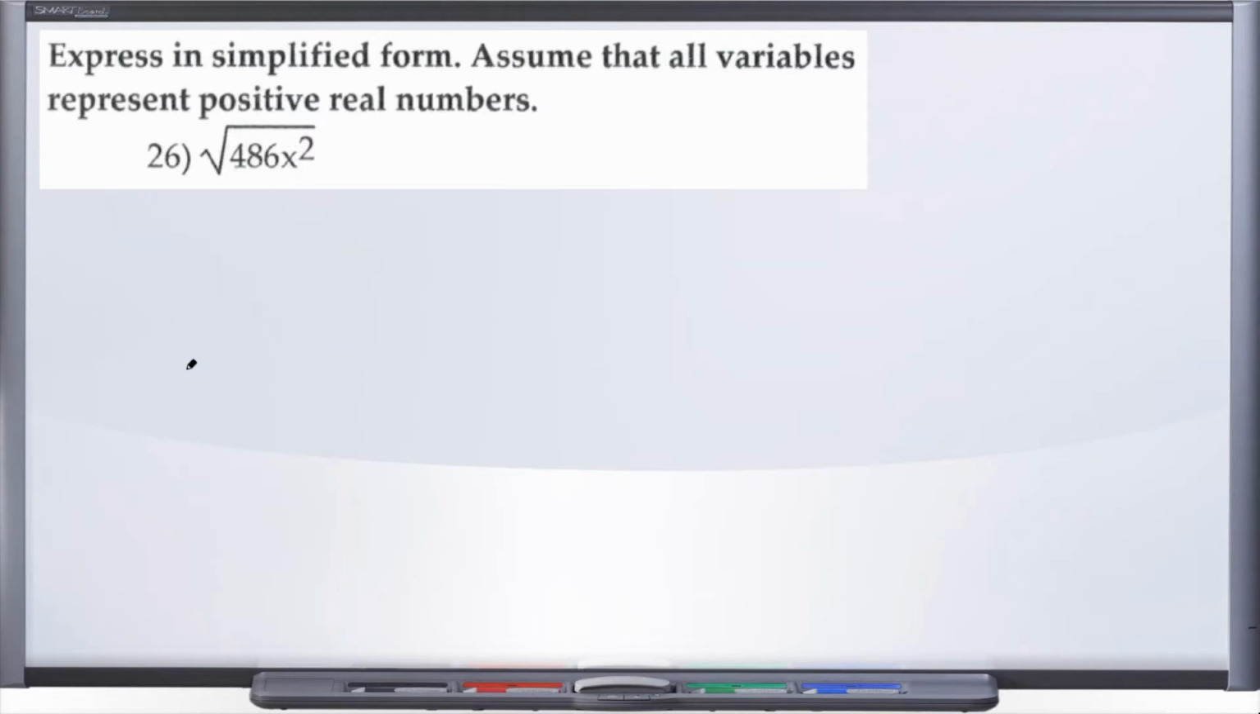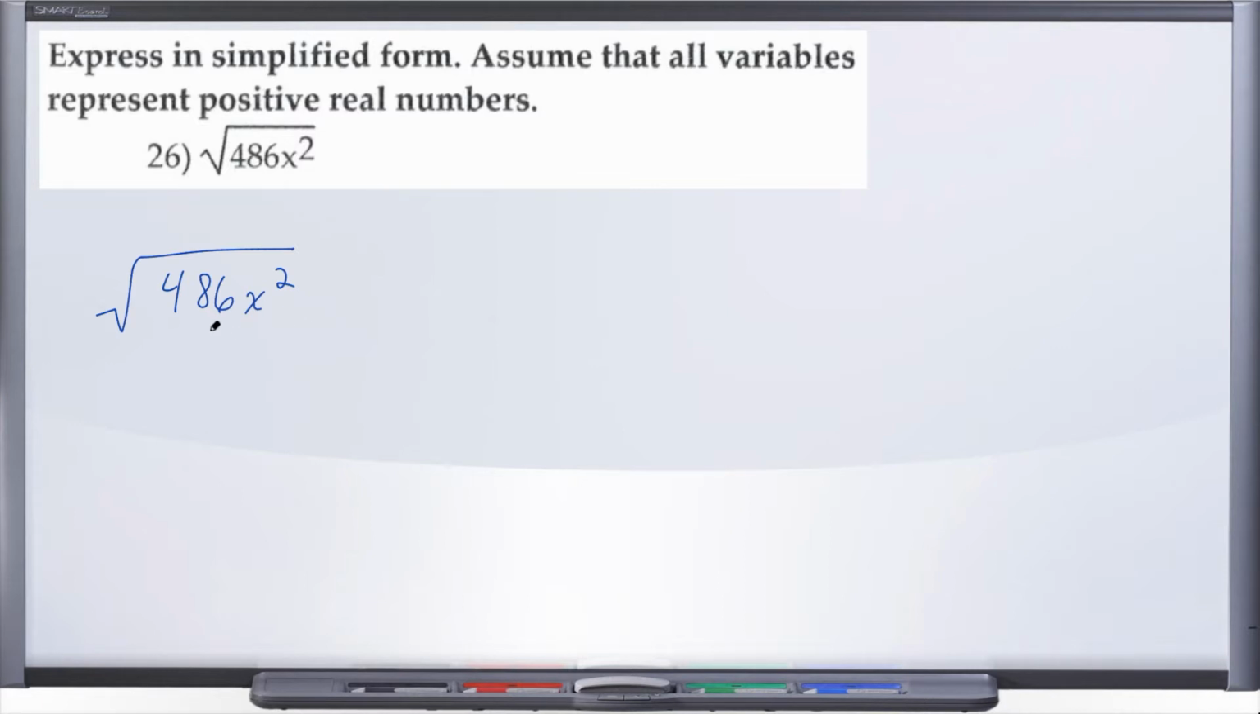All right, so here we are at number 26, and for 26 we've been given the square root of 486x squared. Again, the directions are: express in simplified form, and assume that all variables represent positive real numbers.